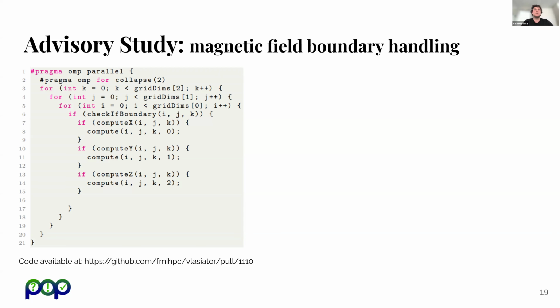And what we looked at is the magnetic field boundary handling that was computed like this. So basically, it's a very thick for loop that goes over the three-dimensional cells that they have in a parallel fashion, and then checks if the cell is a boundary cell. And only if it's a boundary cell and they want to compute that certain direction right now, then we issue the compute. So they collapse the two loops here, but we can already see with this early return in the conditional that this might lead to some threads not getting work if they're really unlucky.